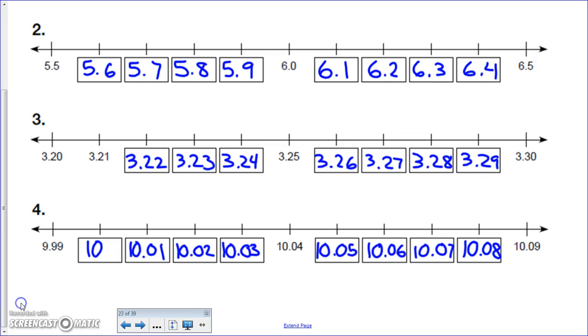Please glue both completed pages in your math notebook.